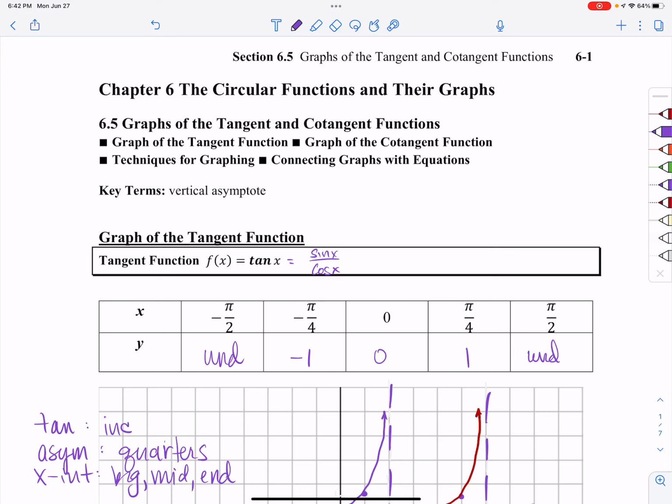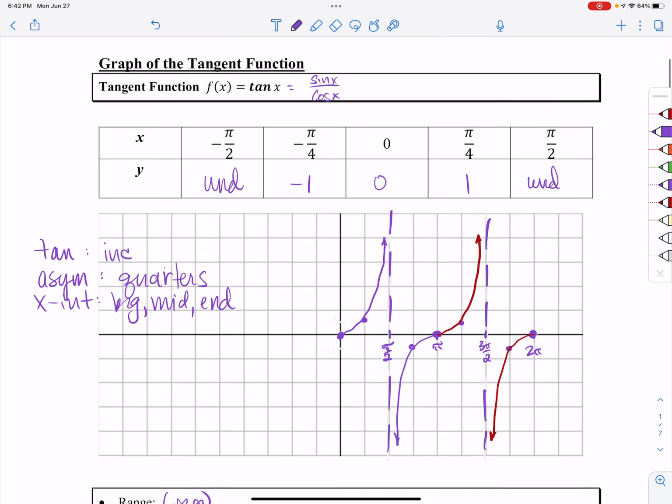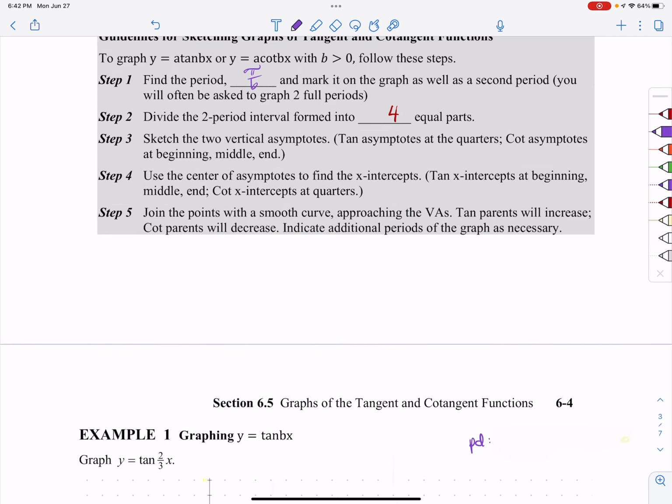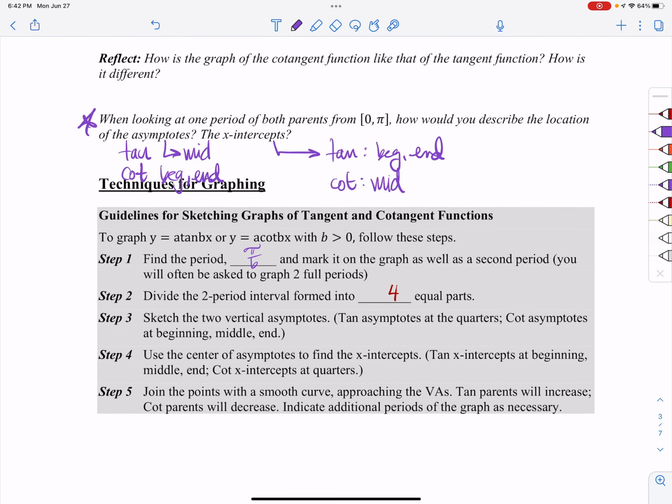Hey folks, this is going to be the second video in section 6.5, and it will cover a few examples of tangent and cotangent graphs. So let's go ahead down to the how-to gray box.